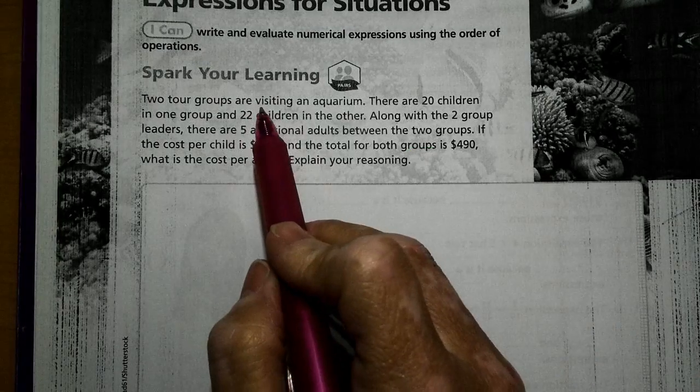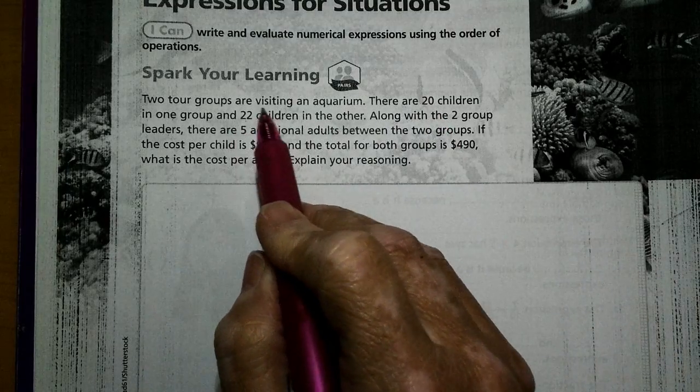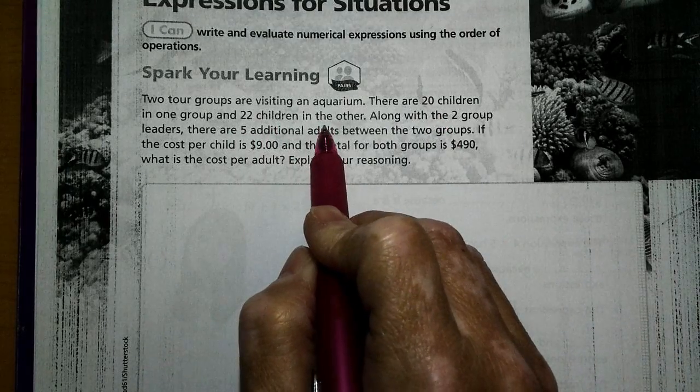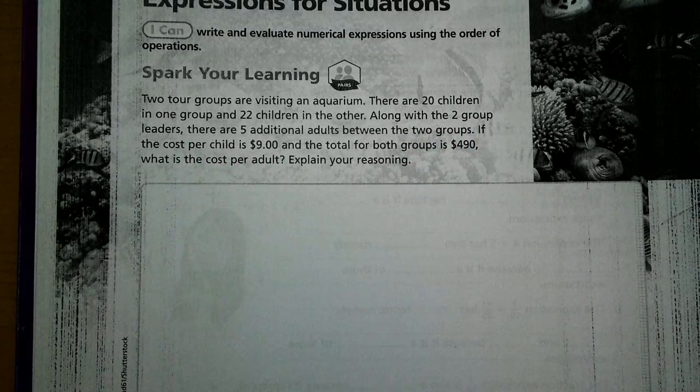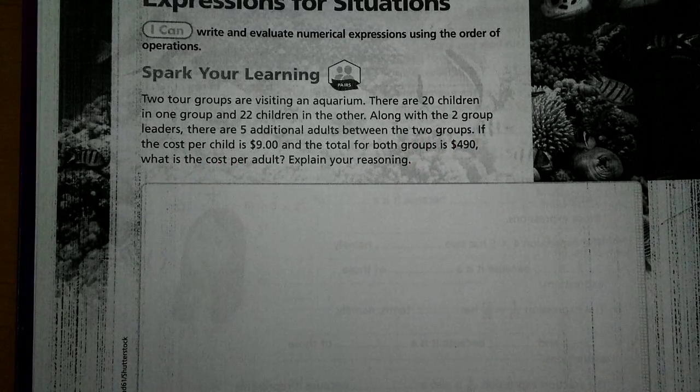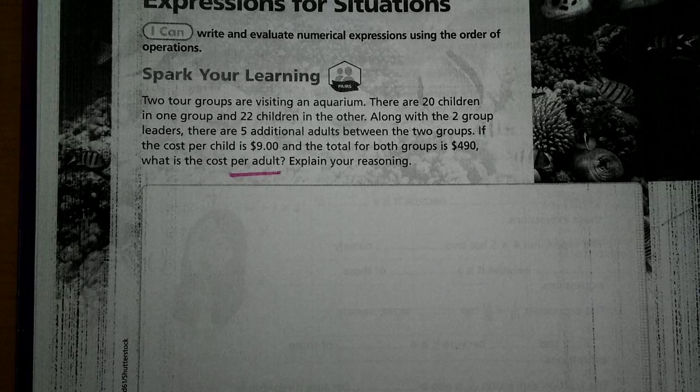Two groups are visiting the aquarium. There are 20 children in one group and 22 children in the other group. Along with the two group leaders, there are 5 additional adults between the two groups. If the cost per child is $9 and the total for both groups is $490, what is the cost per adult? So we're trying to find the unit rate. What is it going to be for one adult?